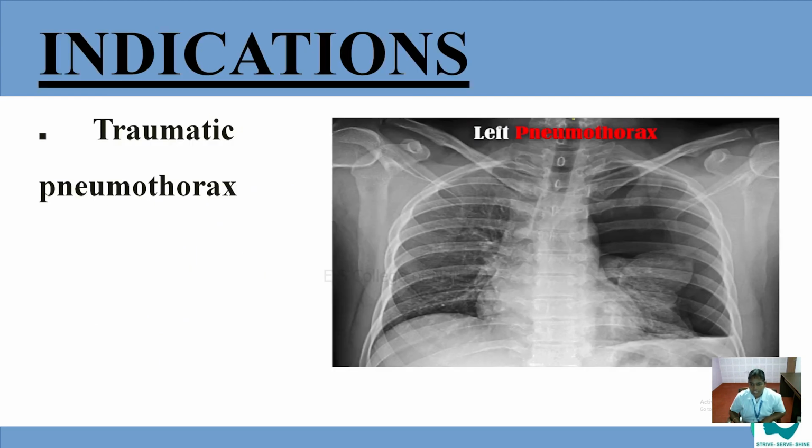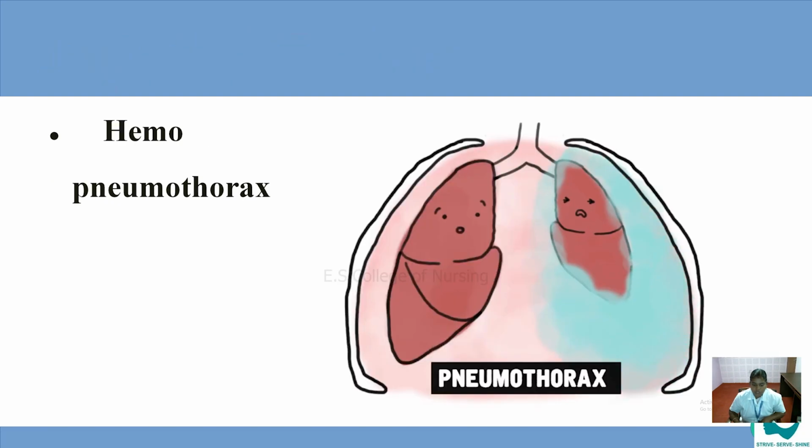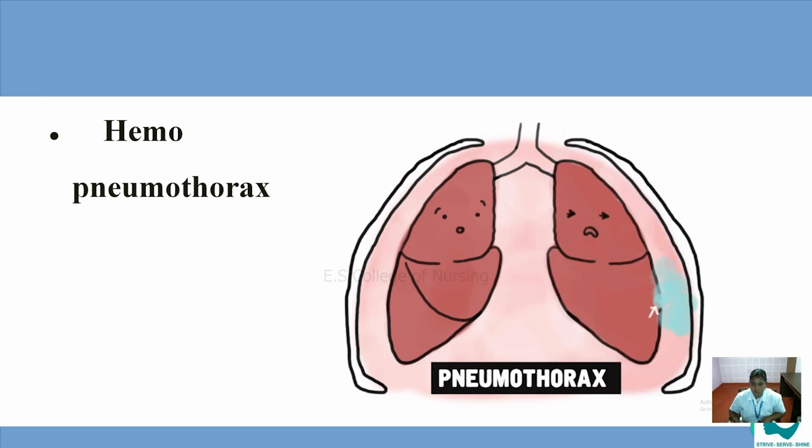And what are the indications? First one is traumatic pneumothorax. What is meant by traumatic pneumothorax? It's a chest trauma through which the wound allows air and fluid into the pleural space. And next is hemopneumothorax. At the same time, blood and air are present in the pleural space, and that is called hemopneumothorax.